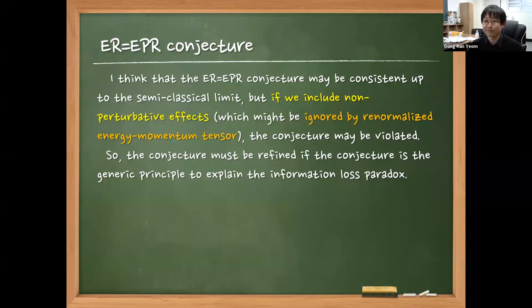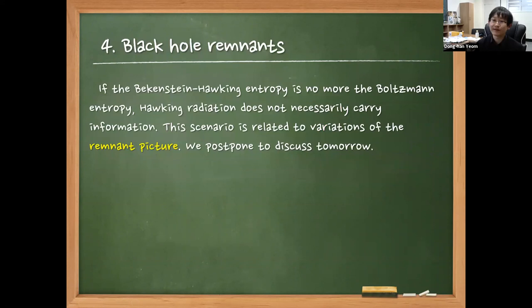And so if you have a better idea, then please have that idea. The first possibility is the black hole remnant picture, but I will not discuss it today, and let me postpone it to tomorrow's discussion. So the first possibility is the remnant picture. And the fifth possibility is the effective loss idea.